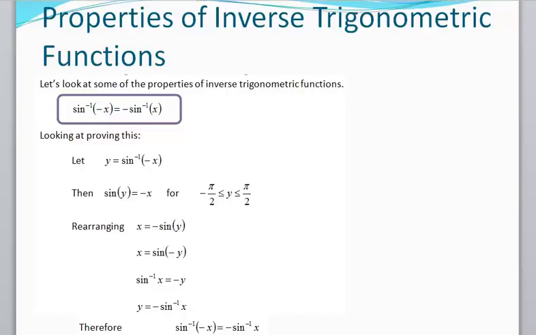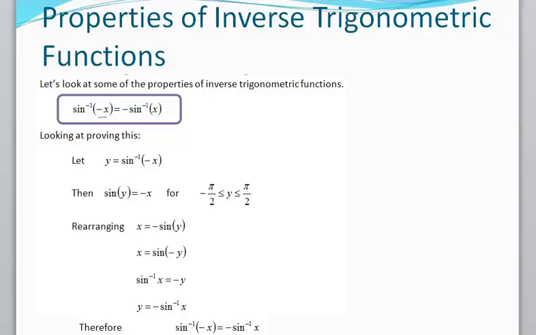Properties of inverse trigonometric functions. So let's look at some of the properties of our inverse trigonometric functions now that we've found them. Here we have the inverse of sine of minus x is equal to negative inverse sine of x.